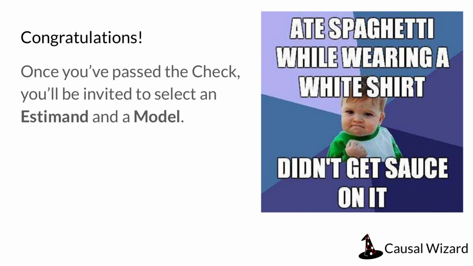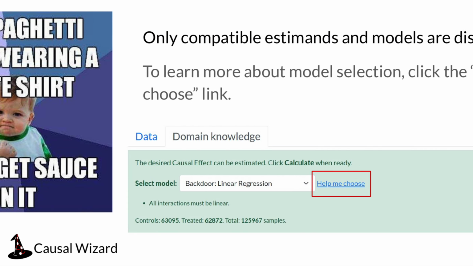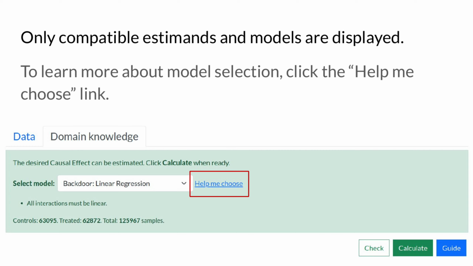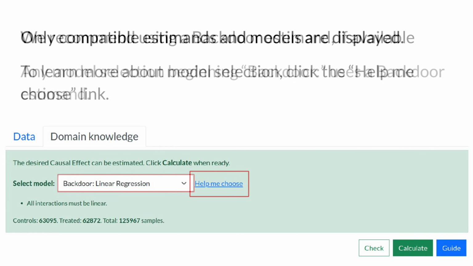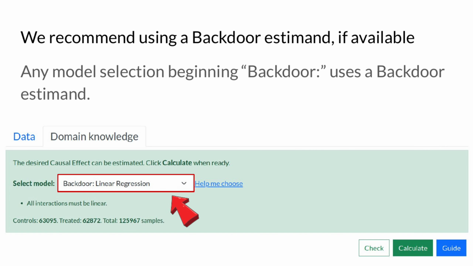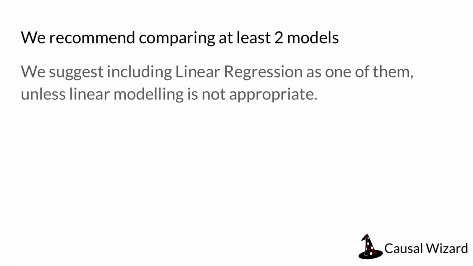Congratulations! Once you've passed the check stage, you'll be invited to select an estimand and a model. Only compatible estimands and models are displayed. To learn more about model selection, click the Help Me Choose link. We recommend selecting a backdoor estimand where available, that's any model beginning backdoor. We also recommend comparing at least 2 models to see the range of effect estimates. We suggest in most cases to include linear regression as one of these models, unless you are sure that linear modeling is not appropriate.